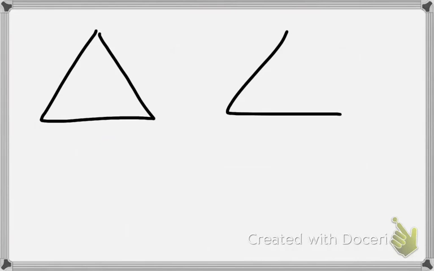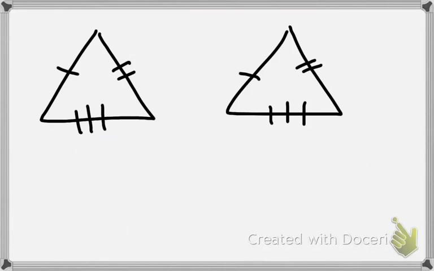The last one is probably the easiest for most students to identify because it's side, side, side. It just kind of makes sense to everybody. You're going to have 3 sides in common. So you would have this side equal to this side equal to this one, and this side equal to this one. And that would be side, side, side.